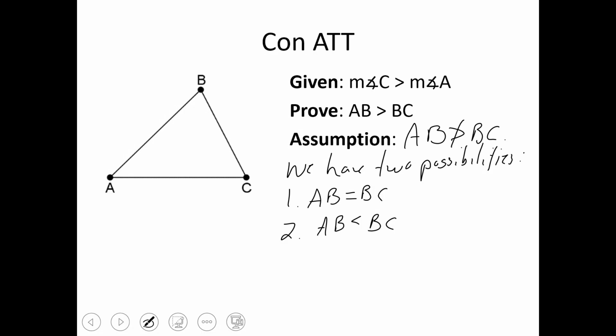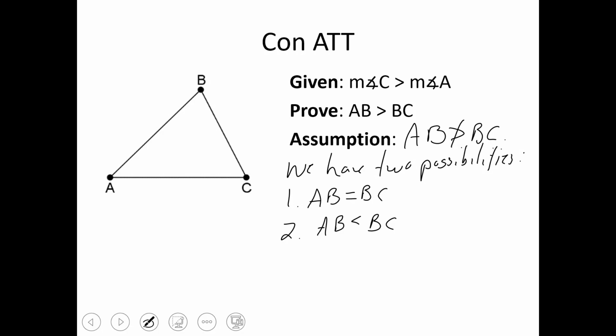So the first one, that AB is equal to BC. Well, that one's easy, right? If AB is equal to BC, then the triangle is isosceles, which means that angle A is equal to angle C, but that contradicts the given. Now think about AB less than BC. Keep in mind that the anisosceles triangle theorem has been proven at this point in time, and since it has been proven, it may be used.